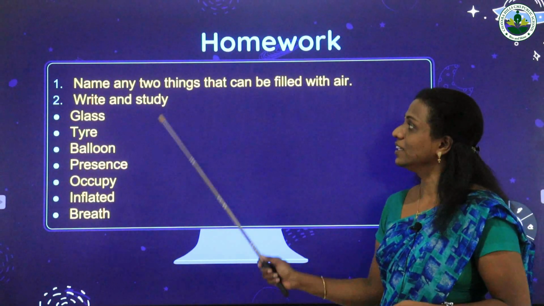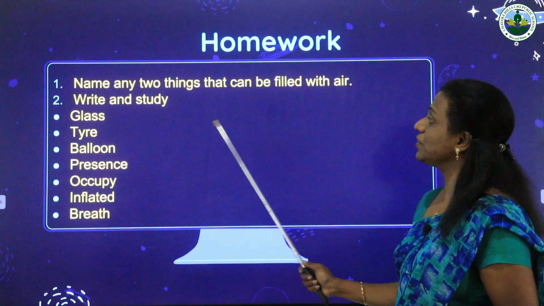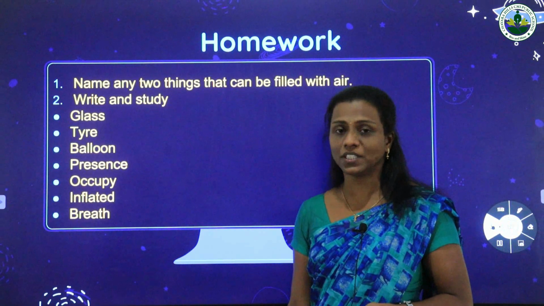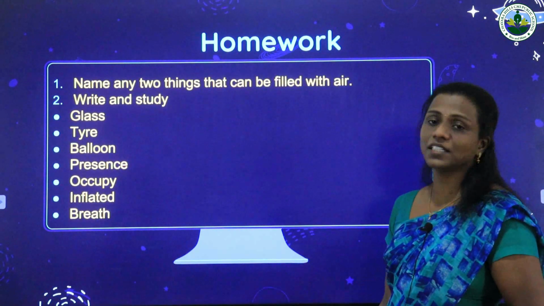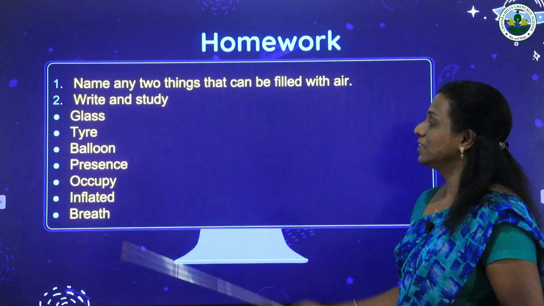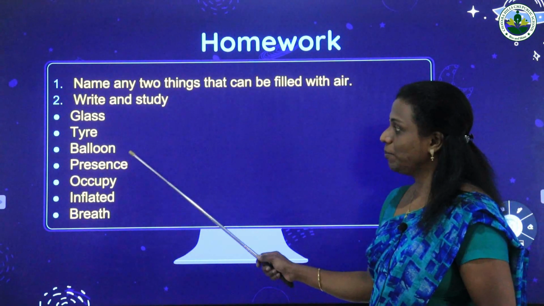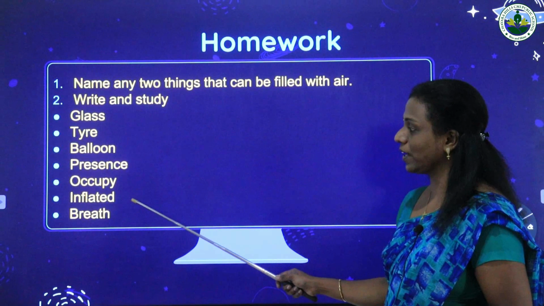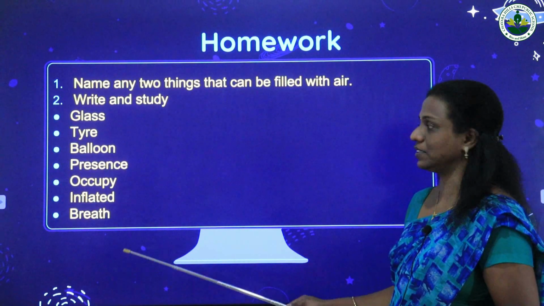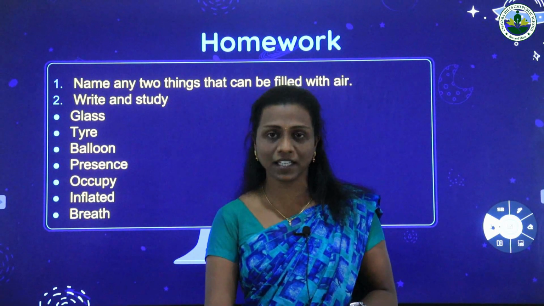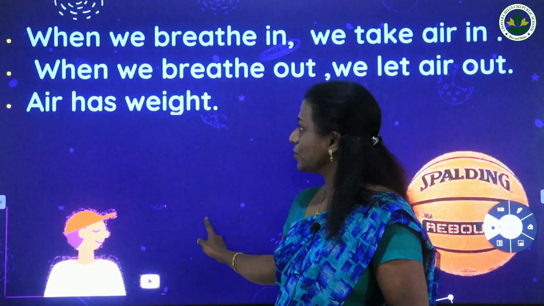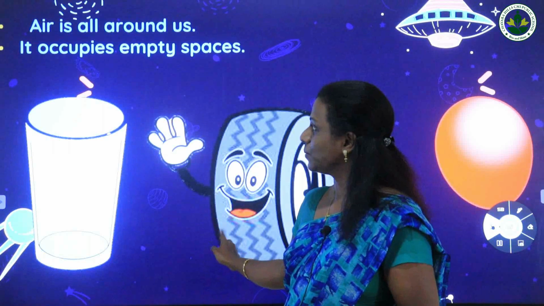So next is homework. Name any two things that can be filled with air. Then write and study the spelling of the following words: glass, tire, balloon, presence, occupy, inflated, and breathe. You have to write this one time in your notebook and 10 times in your rough book. And you also have to read the lesson very well.